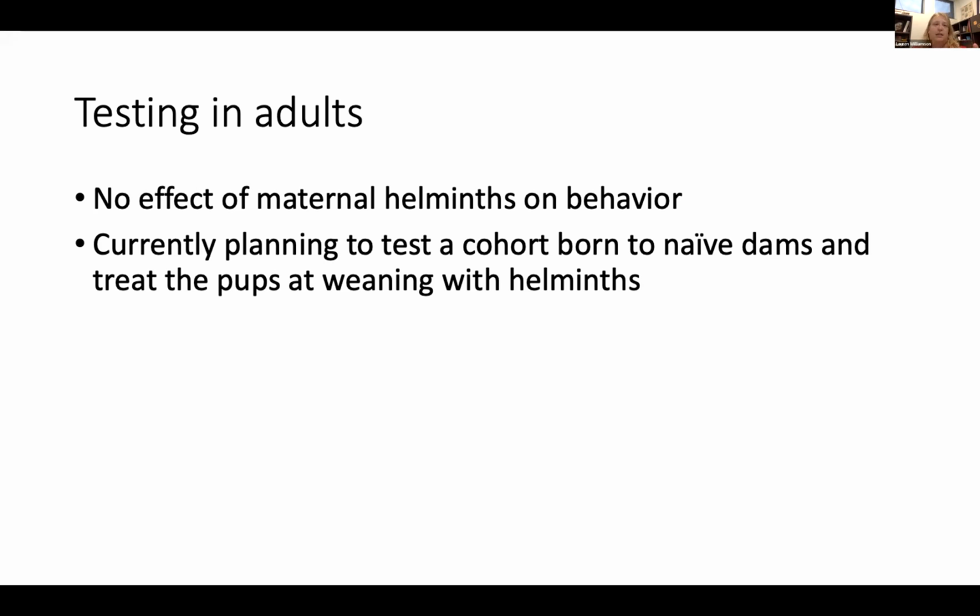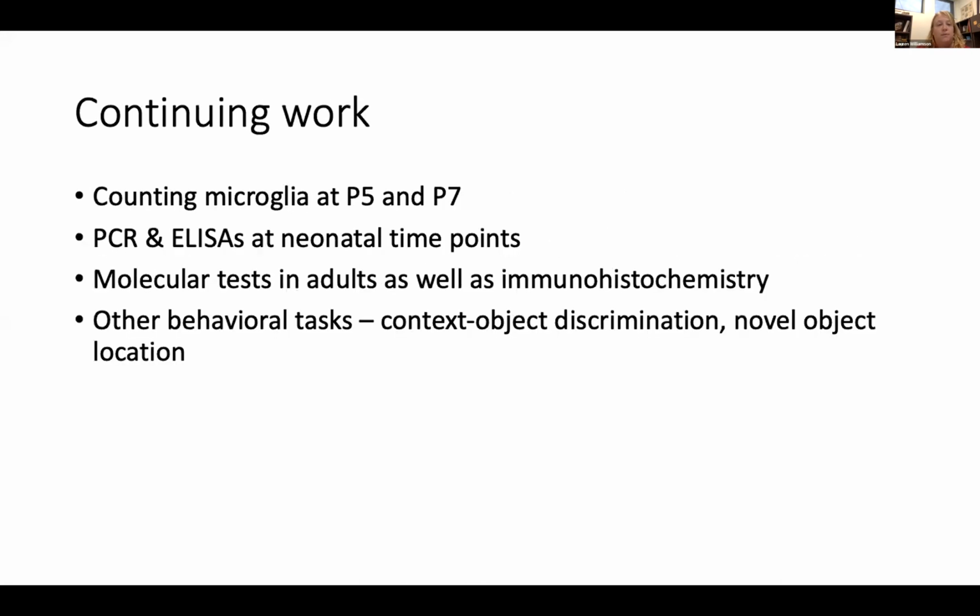I'm curious, my next step is going to be to test a cohort born to naive dams. So just moms who don't get treated with anything, breed them, inject their pups with either PBS or E. coli, and then divide the groups up into pups that get worms at that time point or not. And ask the question, is the adulthood behavioral response that we saw in an earlier paper completely related to getting helminths at the time of weaning rather than mom helminths? So that'll be the key comparison at this point.